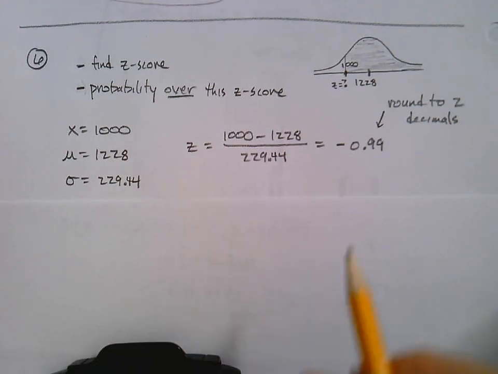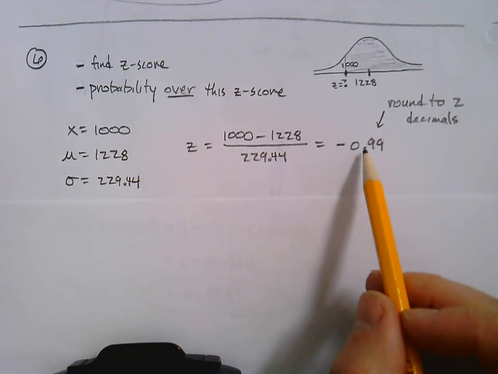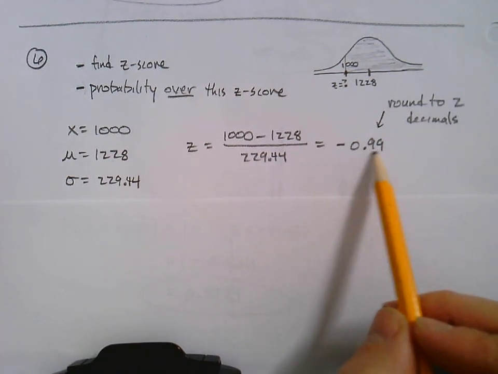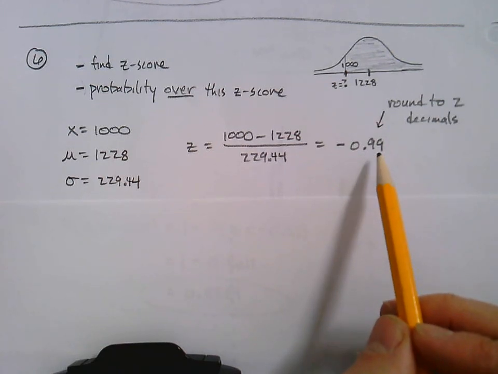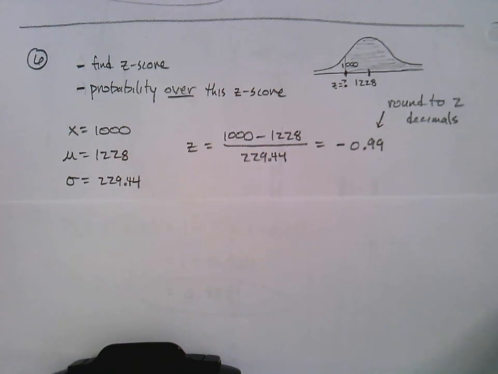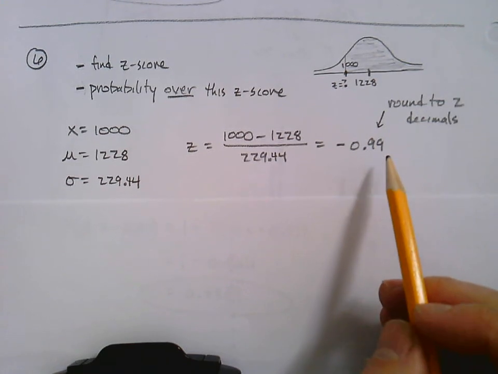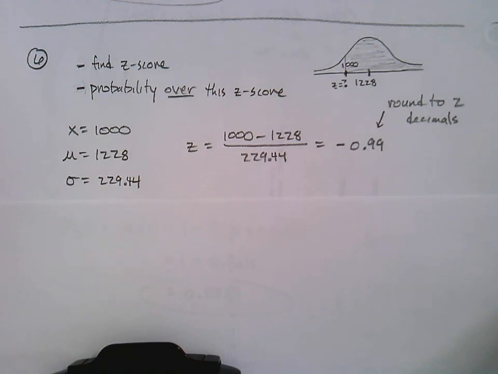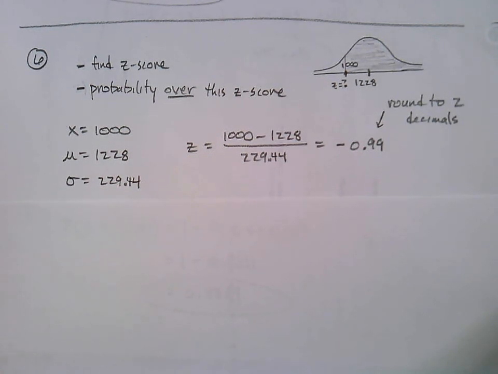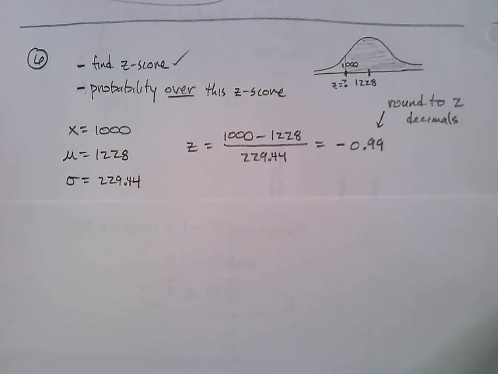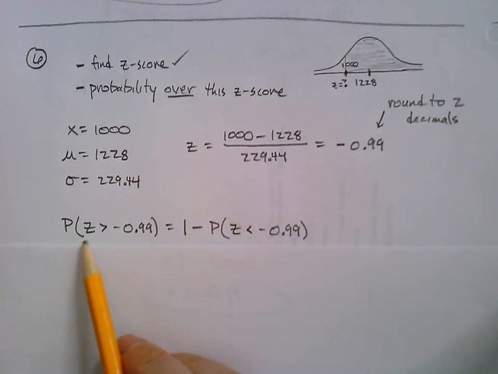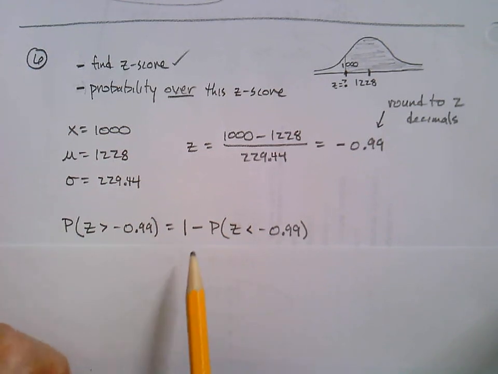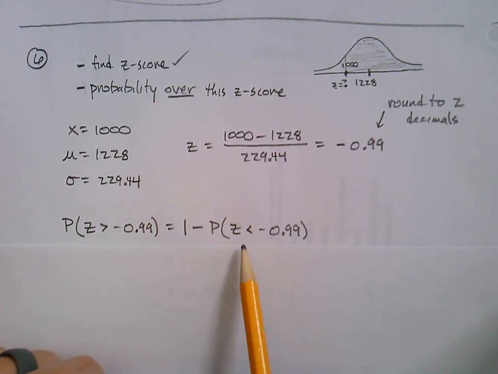Okay, so clearly this doesn't come out to a nice even negative 0.99. We're going to have to round it to 2 decimal places in order to use our table of z-scores. Our table of z-scores only gives 2 decimal places, so we just got to round that like so. Okay, we have found the z-score. Now let's find the probability above that. So we're going to start with the probability that z is greater than negative 0.99. Well, we've got to do this complement thing. Switch it to a less than.